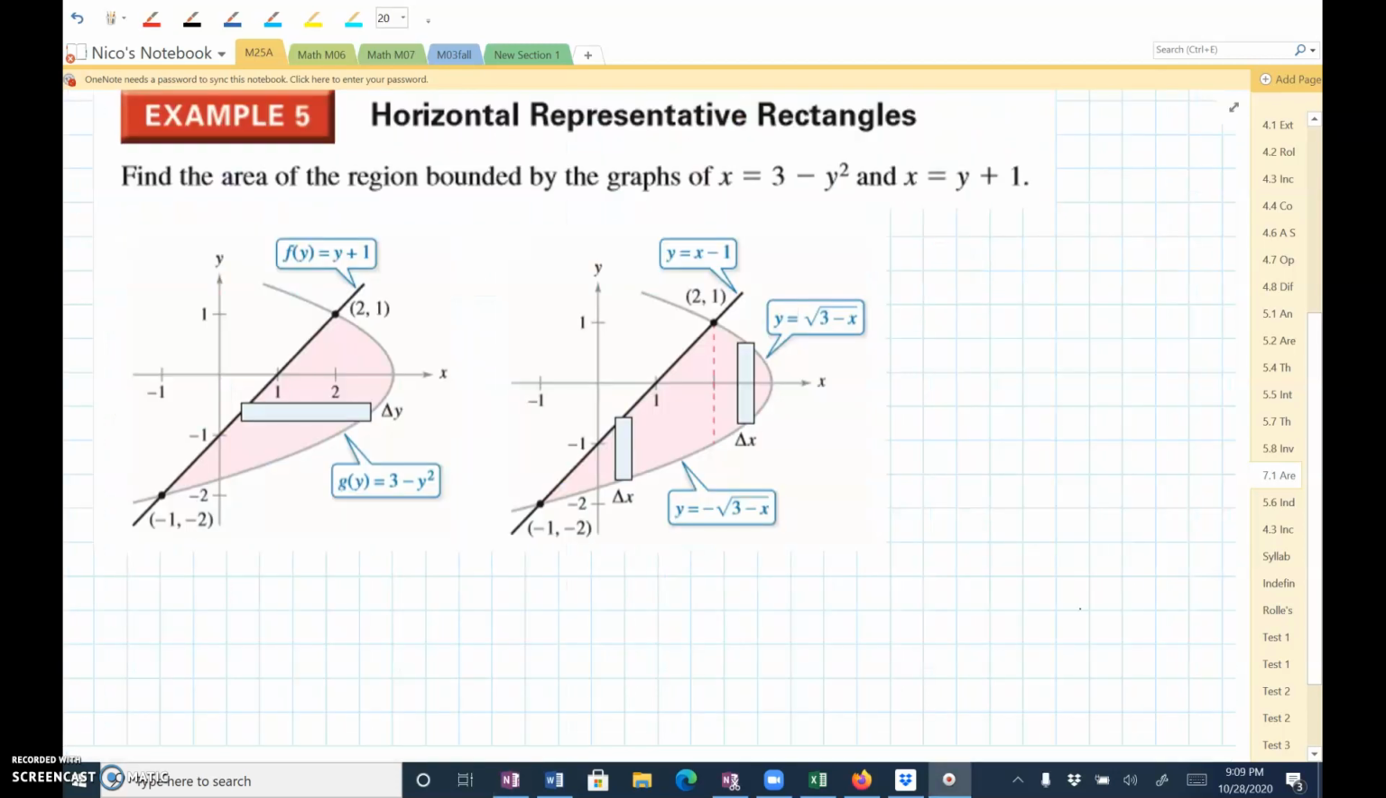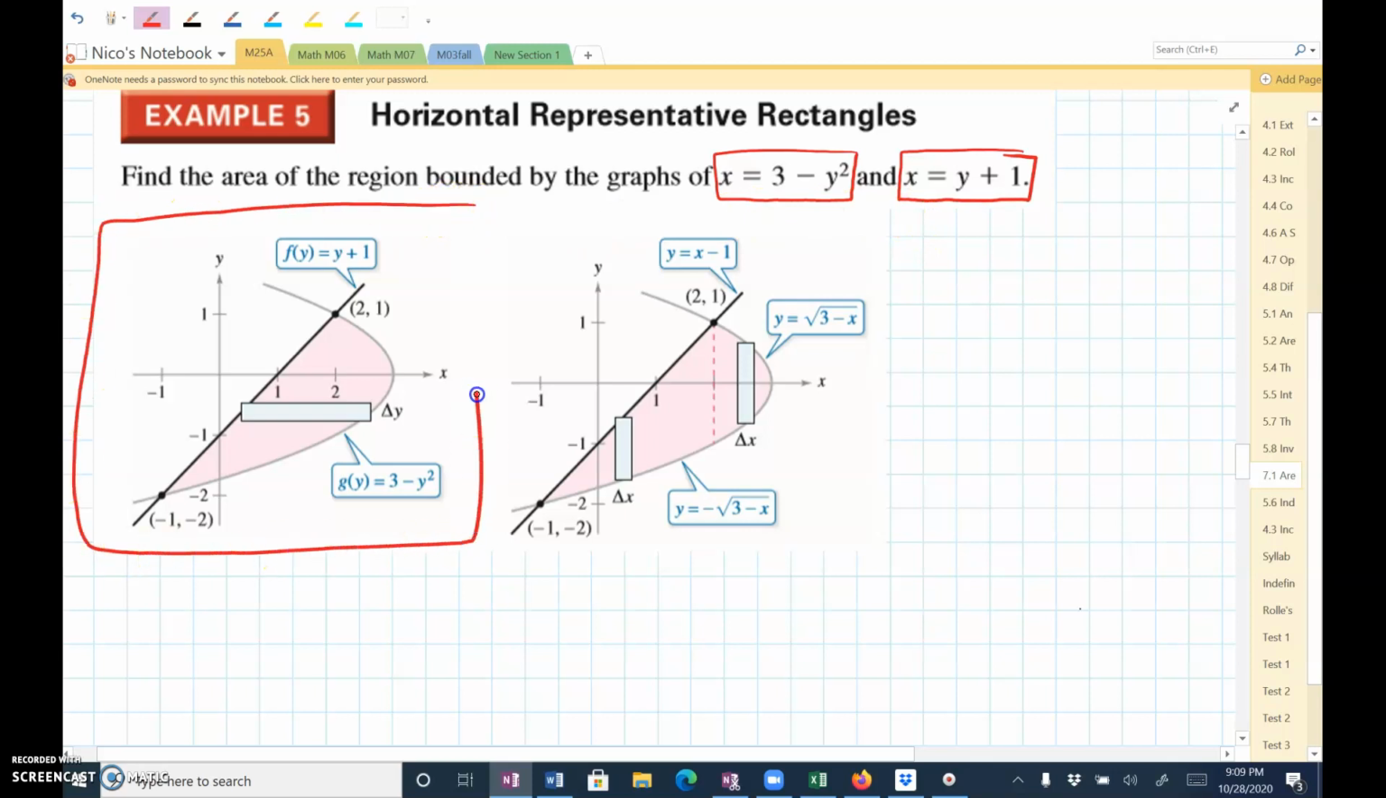Okay, example 5. Find the area of the region bound by x equals 3 minus y squared and x equals y plus 1. So here is a function in terms of y instead of in terms of x. It's going to look like this picture here. Okay, so find the area here. This is going to be the top function, and this one would be the bottom function, because you're finding the area horizontally.